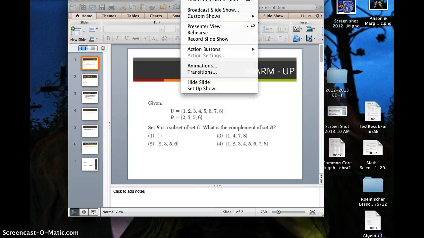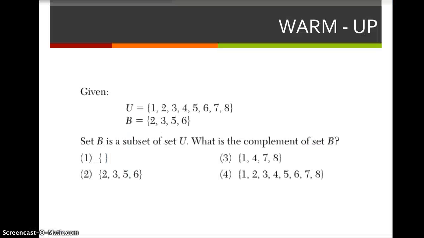Alright guys, let's do 10.4. Let's start with the warm-up. Put me on pause please and do the problem, then hit resume. So try this by yourself first.